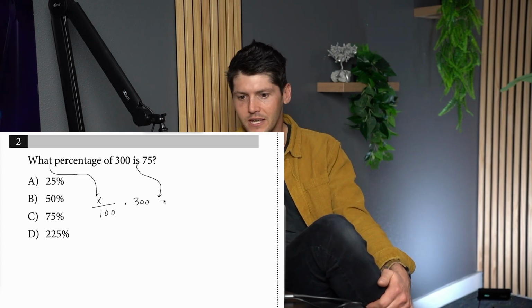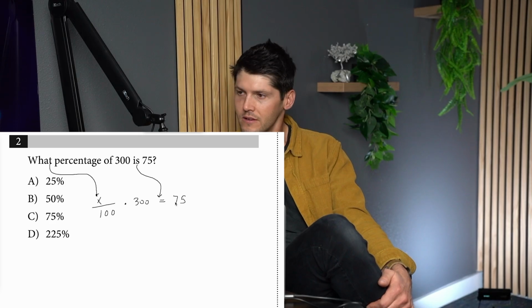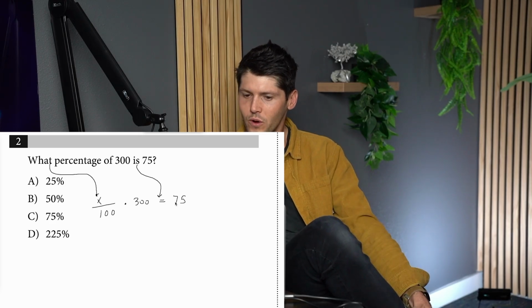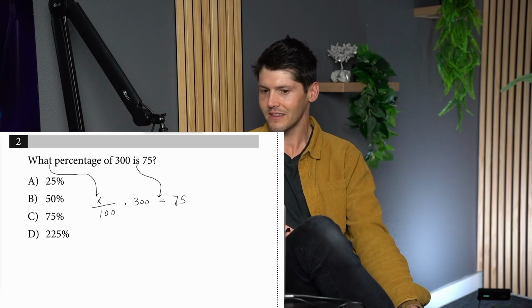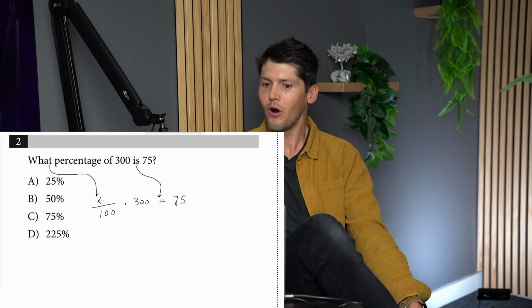Then 300. And then the word is means equals 75, right? So that's a way of setting up that equation. And if you know how to do that game, then this question isn't hard. The setup isn't bad at all, right?